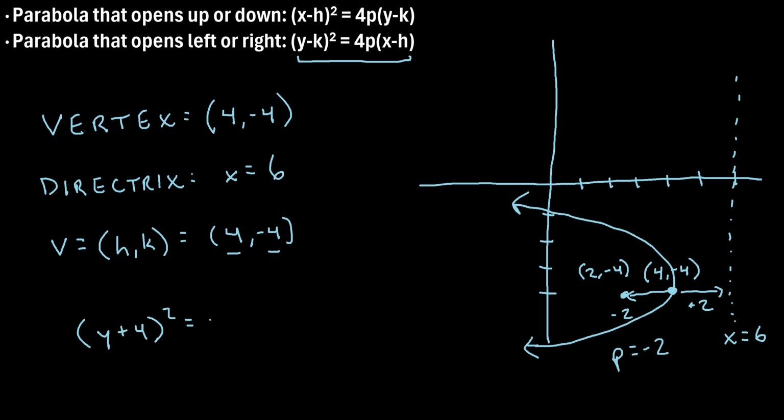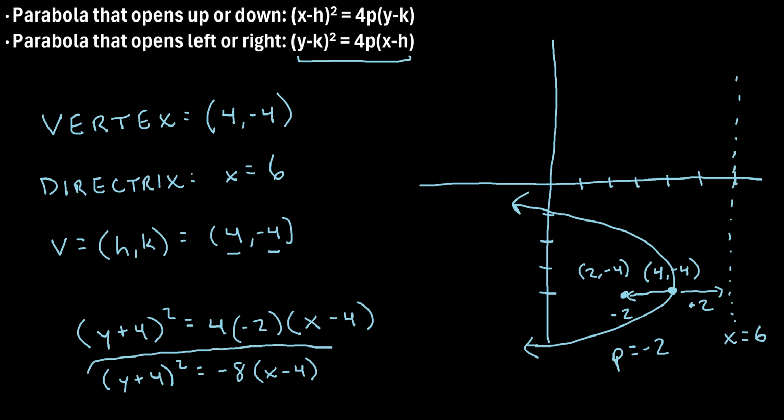squared is equal to 4 times p. We just found that p is -2, so we'll plug that in for p. And then we have x minus h. We said that h is 4, so x minus 4. So our final answer: (y plus 4) squared is equal to 4 times -2, which is -8, times (x minus 4). And we can leave it in that form as our final answer. So given just the vertex and the directrix, we were able to write this equation of the parabola.